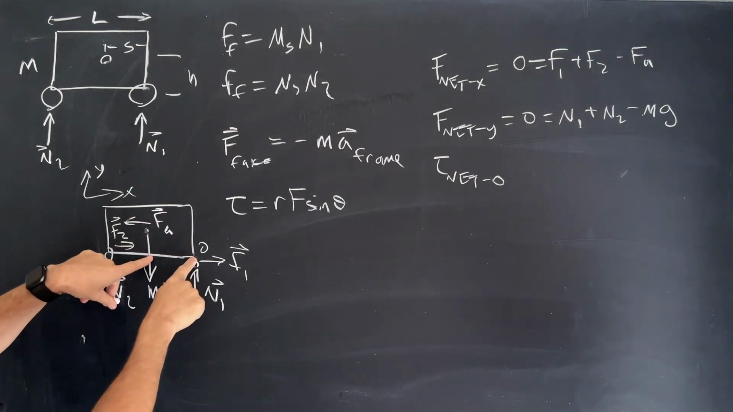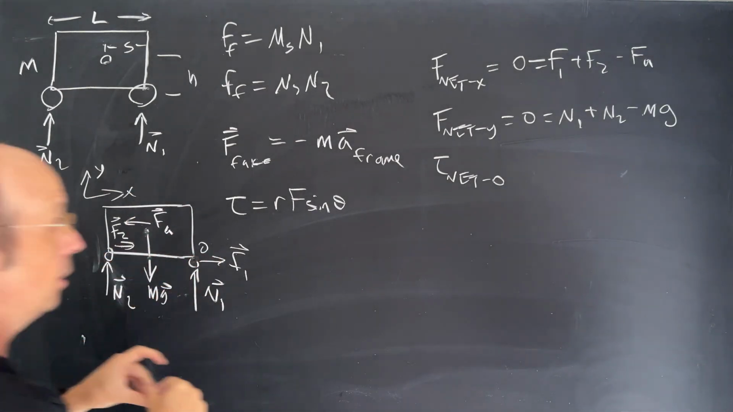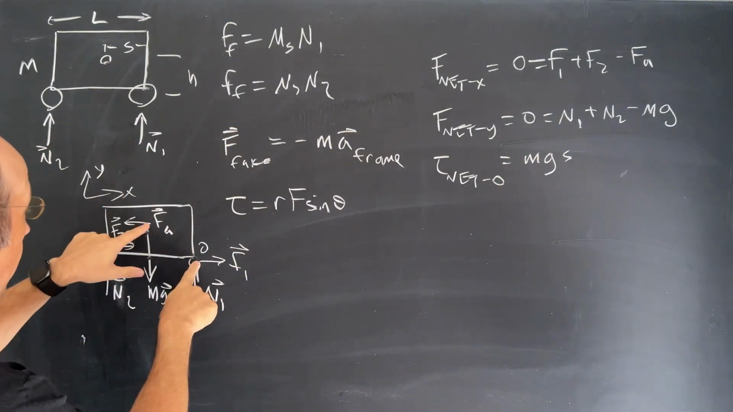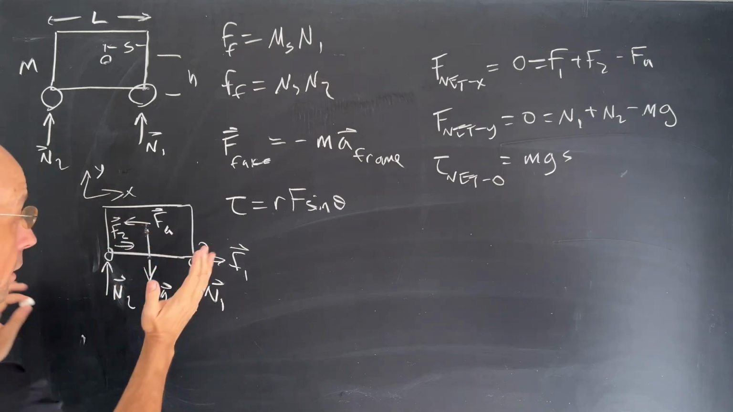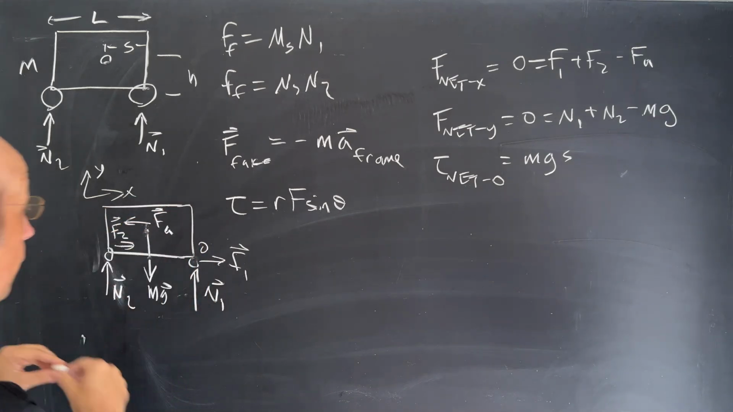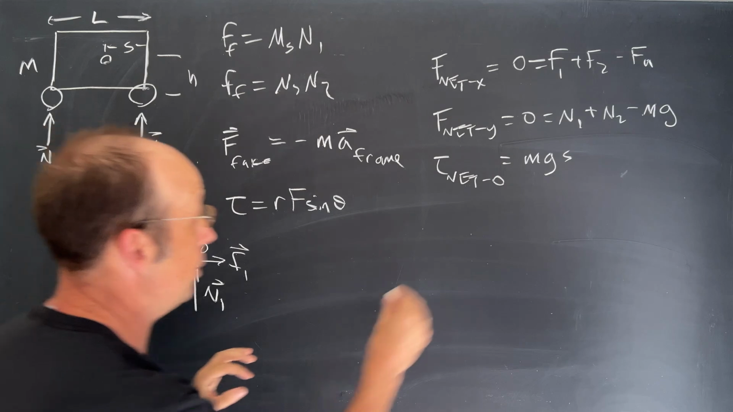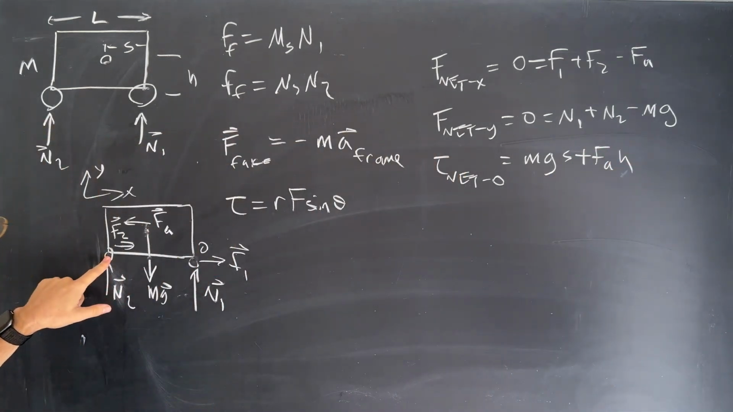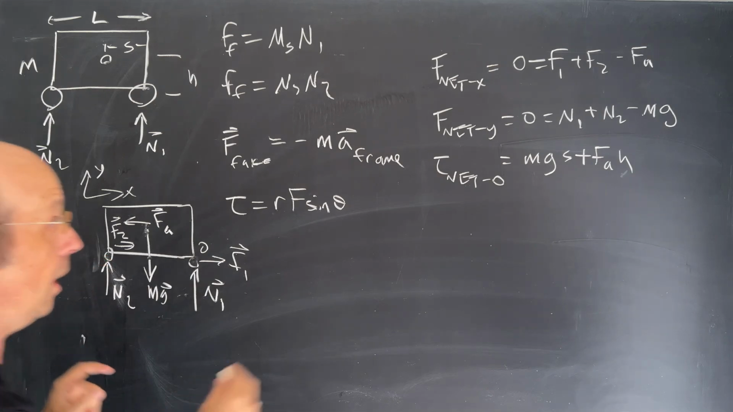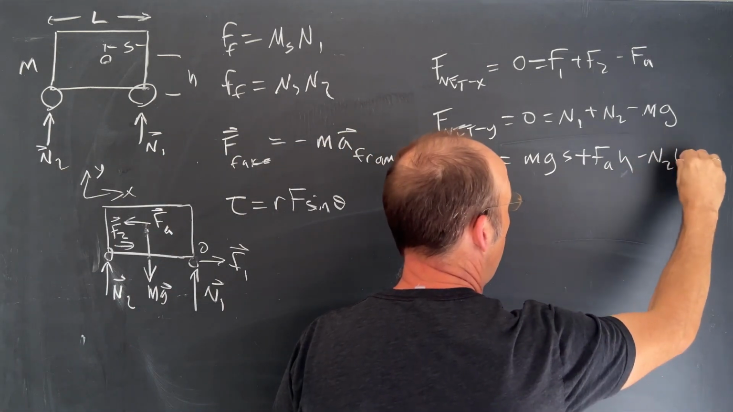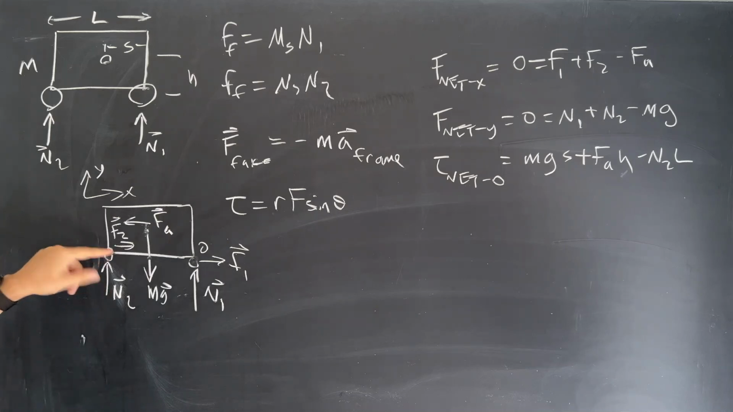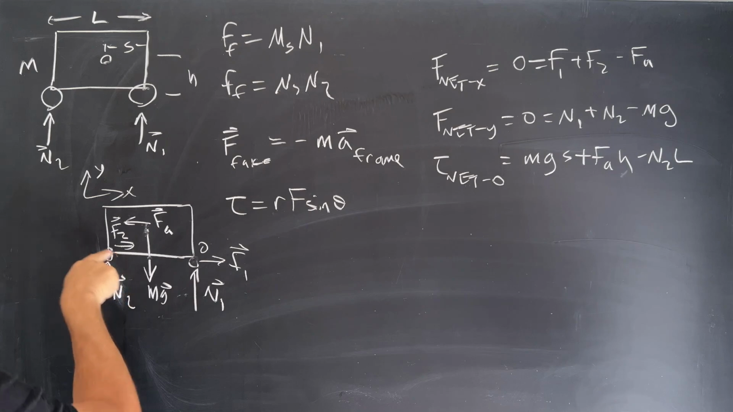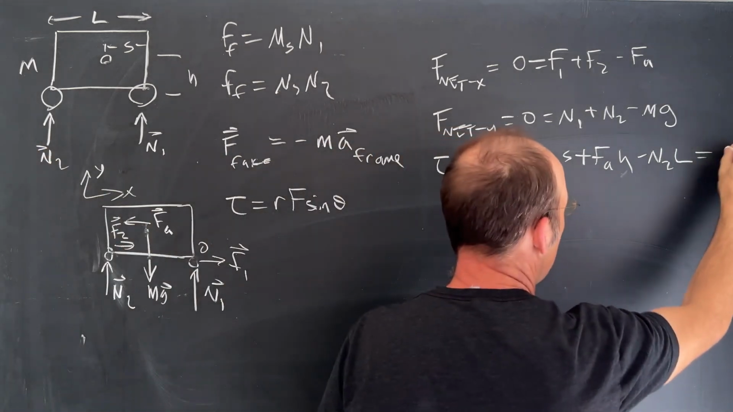And we can use this distance, the perpendicular distance of s. So it's going to be equal to mgs. Now the fake force is also going to want to make it rotate that way, so it's going to be positive, and that's going to have a torque arm of h. So plus F_A h. And then I have N2 is going to be a negative torque, N2 times L, the length of the car. And then that frictional force is going to apply a positive torque, right? Because it wants to make, no, I'm sorry, that's a zero torque. Passes right there. Okay.